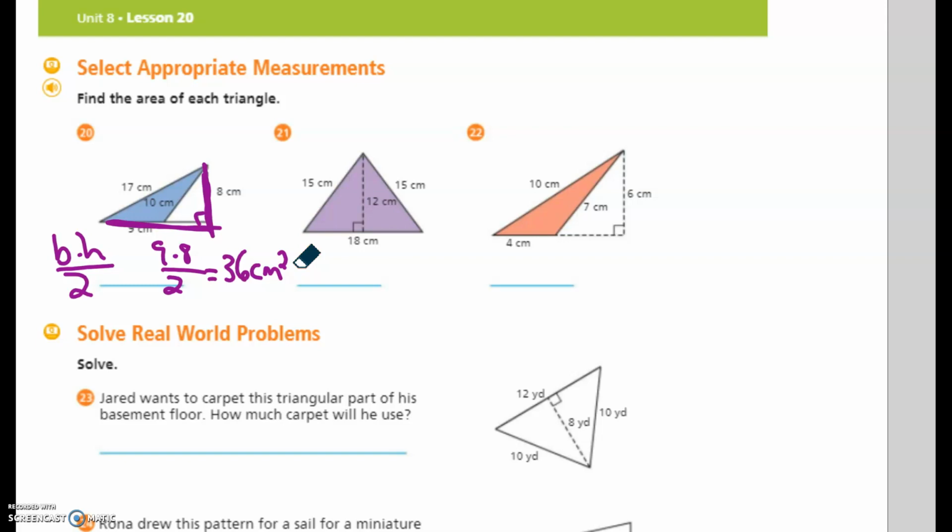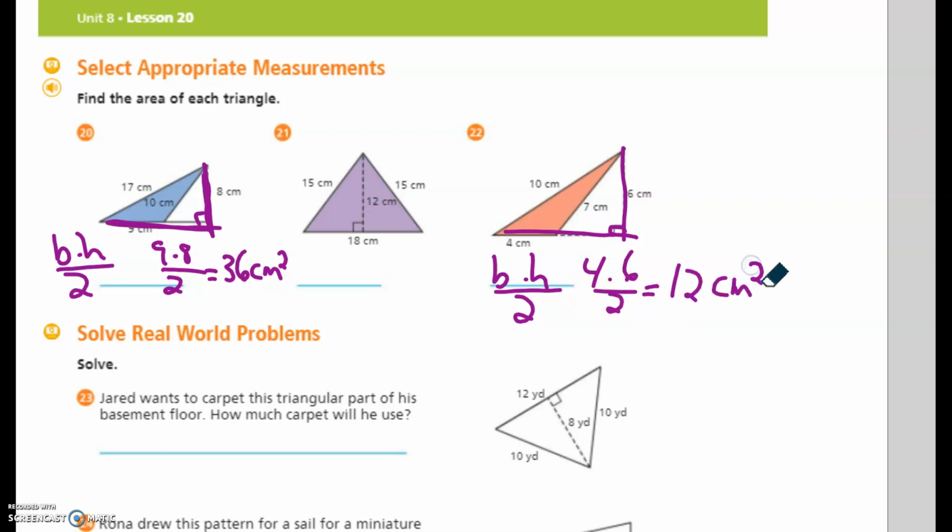All right, let's go over to number 22. Again, base times height divided by 2. I need the base, I need the height, and there are 4 numbers over there. Look for that right angle, and the 2 sides that make that right angle are the numbers you choose. The base is 4 times 6. 4 times 6 divided by 2. 24 divided by 2 is 12 centimeters squared.